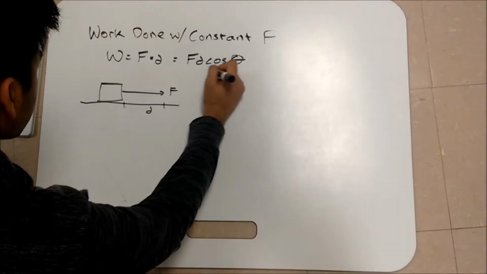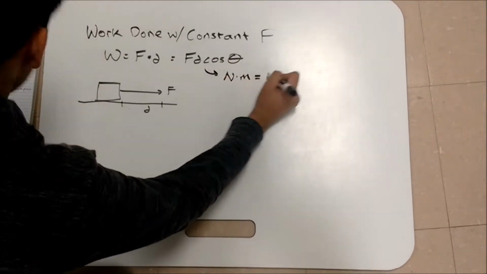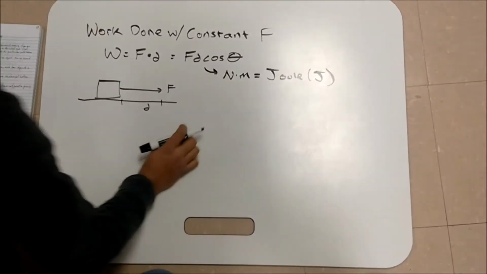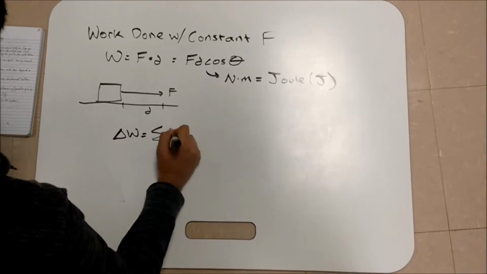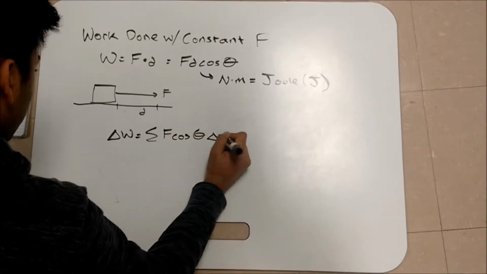For example, if you pull a block straight across a table 2 meters with a force of 20 newtons, you have done 40 newton meters of work on it. Work has the units newton meters, which is also equal to 1 joule.